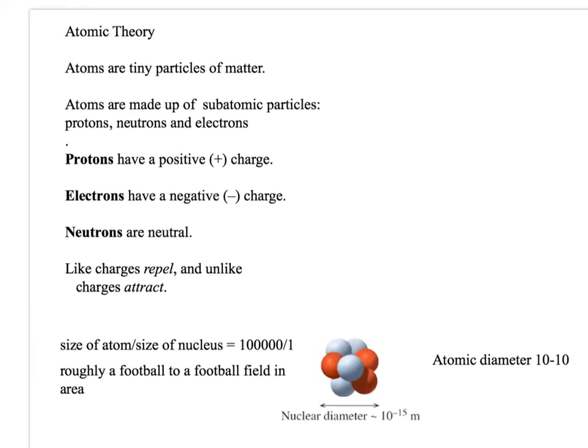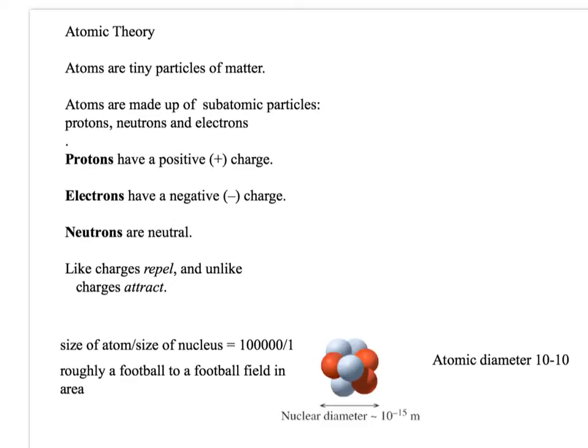What is atomic theory? Well, it's the theory of the atom. Go figure. It says that atoms are tiny particles of matter. They're made up of subatomic particles. In fact, there's 3 subatomic particles that we know about: protons, which are positively charged, electrons, which are negatively charged, and neutrons, which, like their name, are neutral.